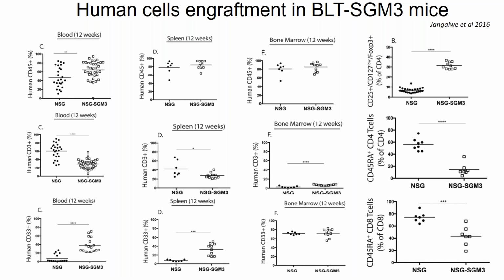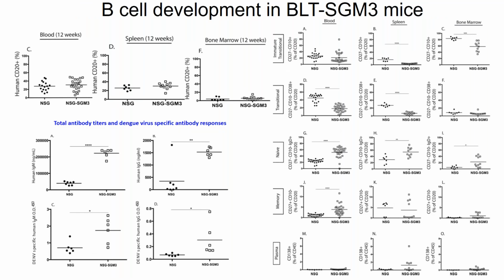The HGM3 model also has a high level of FOXP3 T regulatory cells, and their T cells are less naive, which is shown by the two graphs below, showing the lower frequency of CD45RA positive cells. And then the B cells in these animals: the frequency of B cells was comparable in both NSG and HGM3 in all three, blood, spleen, and bone marrow.